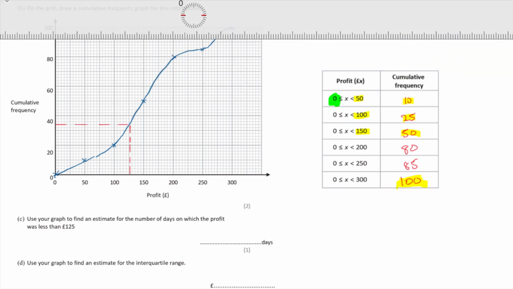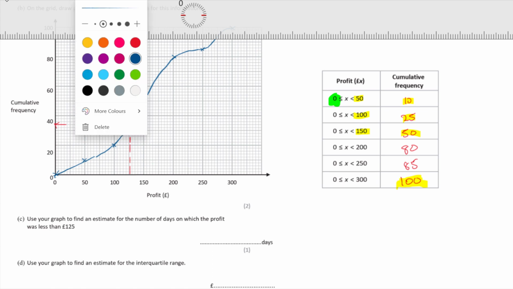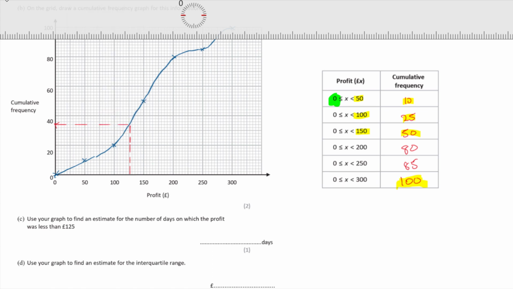So what's that? That's 37. I make that about 37. So my graph says that's about 37. So less than 125 pounds, there would be 37 days that were at or less than 125 pounds. Okay. Use your graph to find an estimate of the interquartile range.